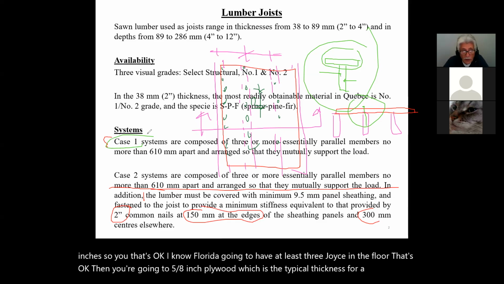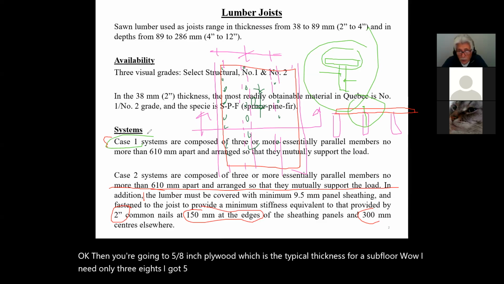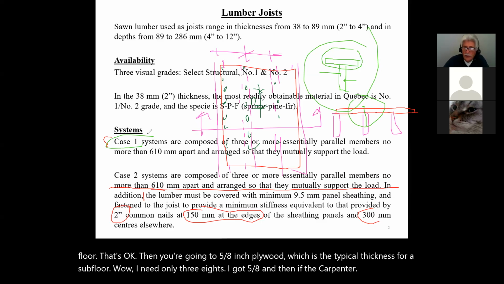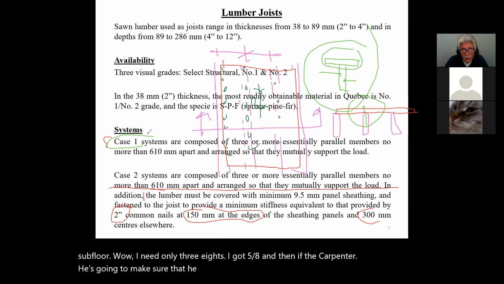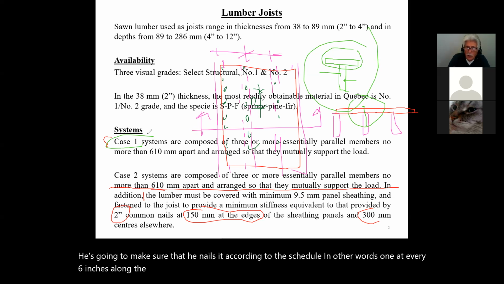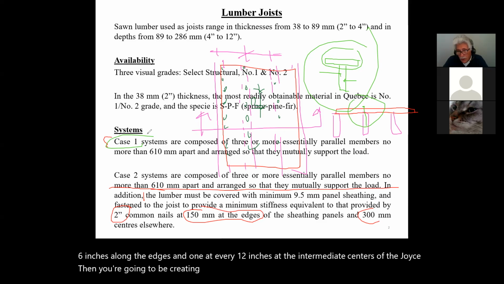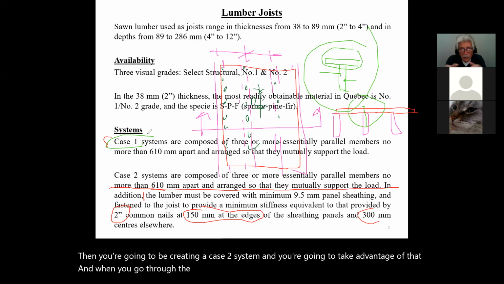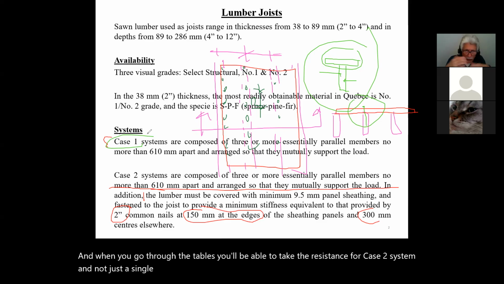Wow, I need only 3/8. I got 5/8. And then if the carpenter is going to make sure that he nails it according to the schedule, in other words, one at every 6 inches along the edges, and one at every 12 inches at the intermediate centers of the joist, then you're going to be creating a case 2 system, and you're going to take advantage of that. And when you go to the tables, you'll be able to take the resistance for a case 2 system and not just a single member. Okay, and it'll probably become a little clearer when we go see the tables.